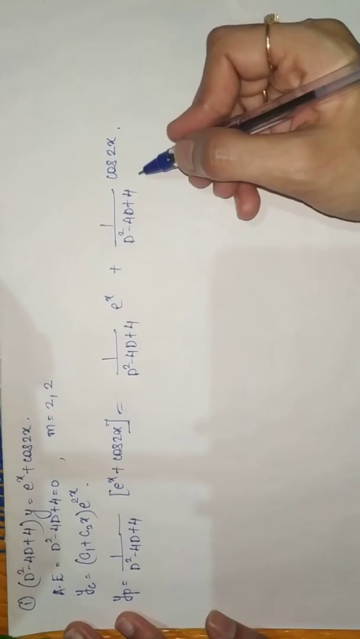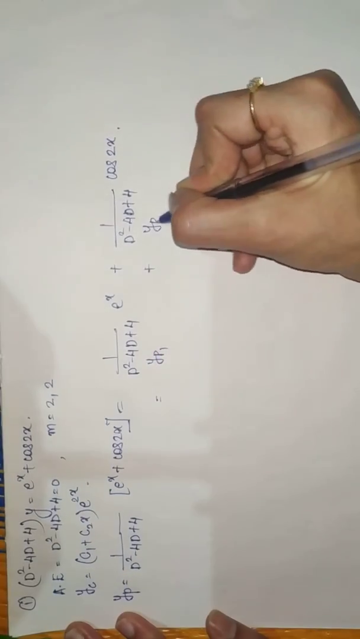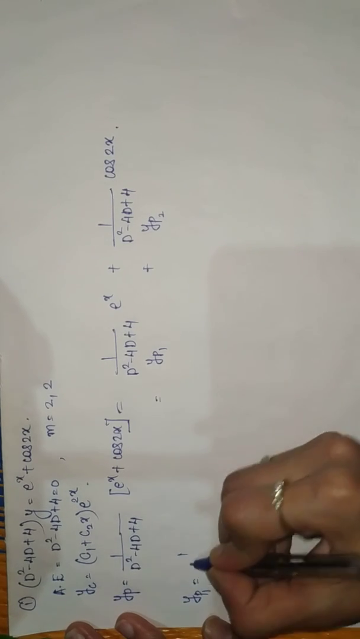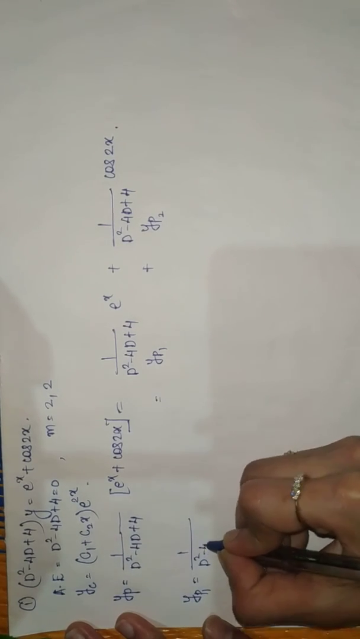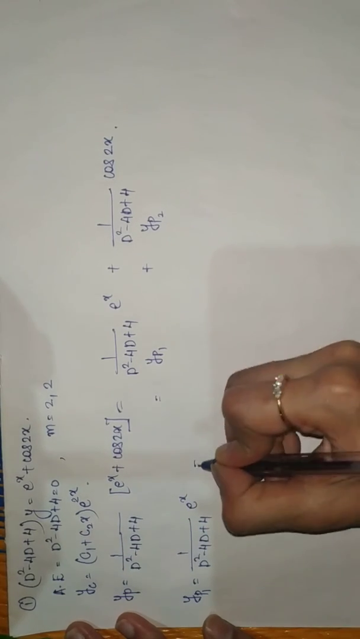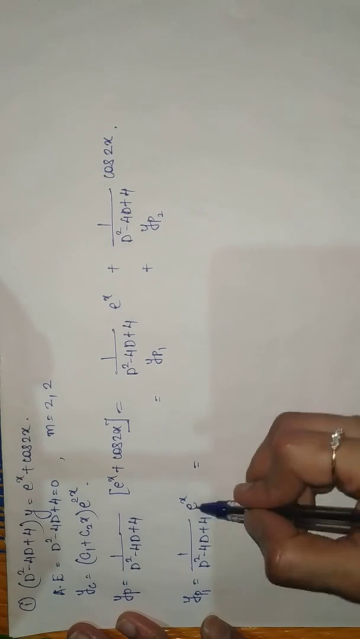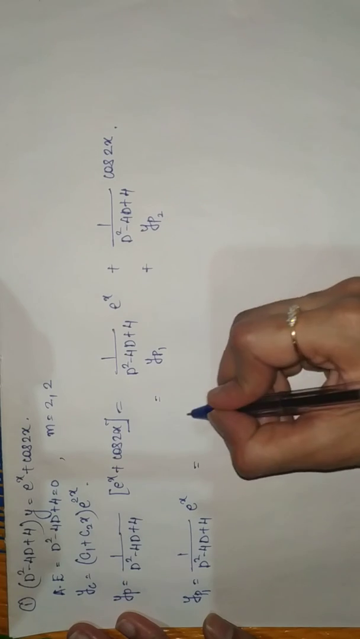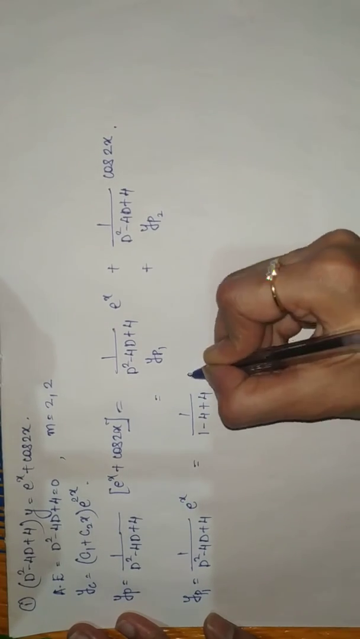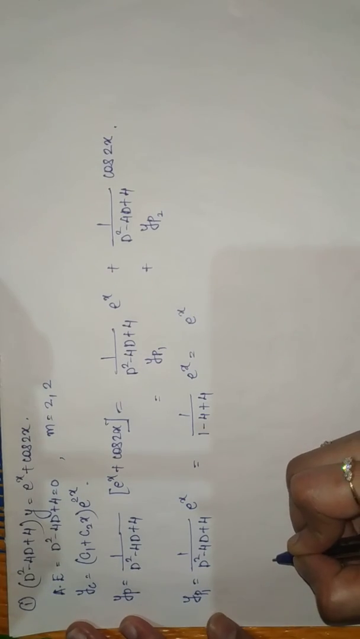Okay, so whenever we have two different functions, we will say this as yp1 plus yp2. It is always better to solve separately. So let's consider yp1, which is 1 upon D squared minus 4D plus 4 over e to the power x. So what does the rule say? We have to replace D with a. Here a is 1 and this should not be 0. So let's see: 1 minus 4 plus 4 times e to the power x is not equal to 0. So this is equal to e to the power x.